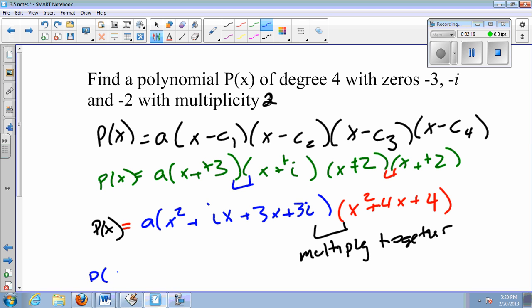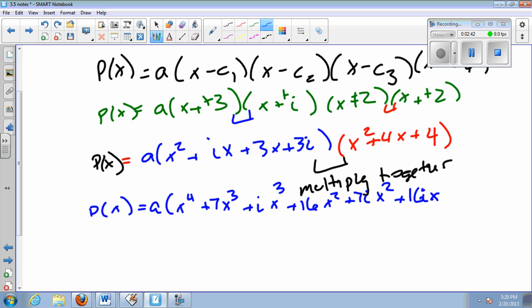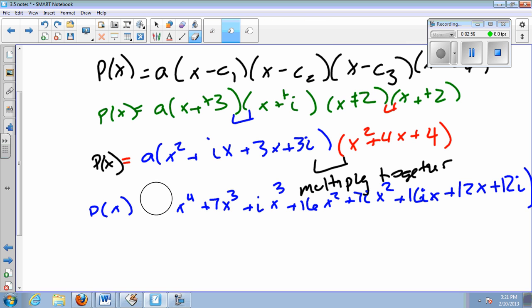When you multiply this out, p of x goes to a times x to the fourth plus 7x cubed plus ix cubed plus 16x squared plus 7ix squared plus 16ix plus 12x plus 12i. Now, there is no a, it just goes to 1 because there's nothing left, so we don't actually need to write it.